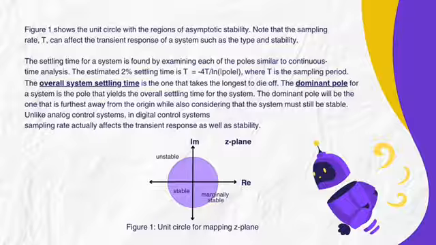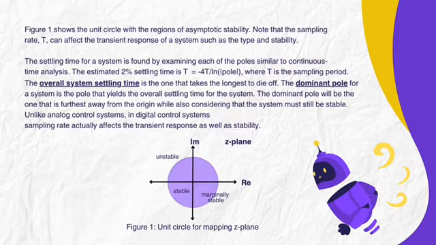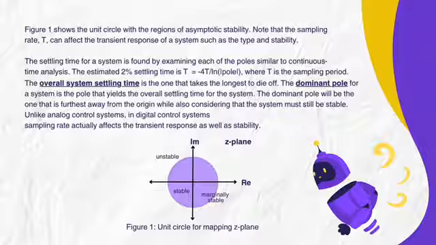The dominant pole for a system is the pole that yields the overall settling time for the system. The dominant pole will be the one that is furthest away from the origin, while also considering that the system must still be stable. Unlike analog control systems, in digital control system sampling rate affects the transient response as well as stability.